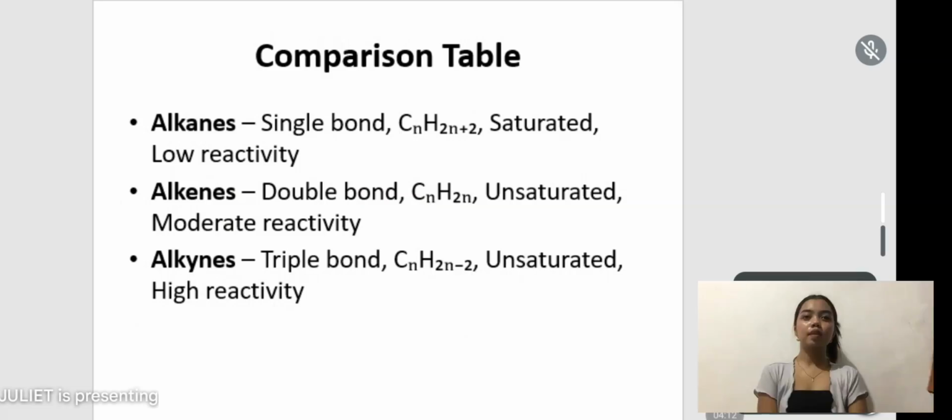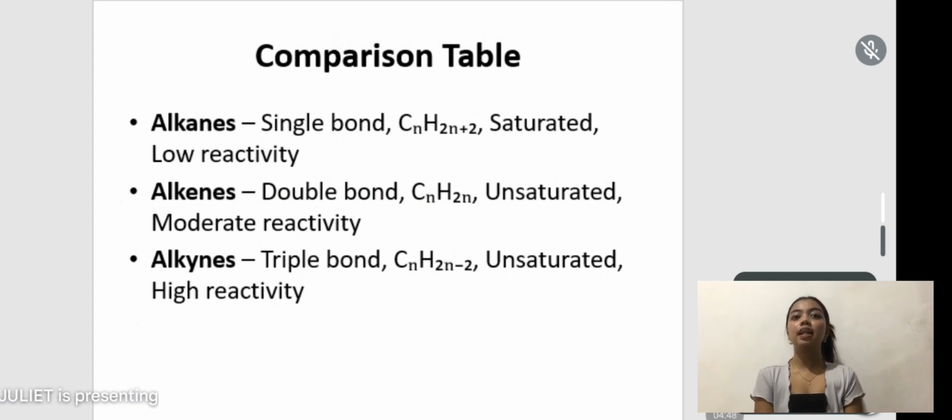Here is the comparison table of alkanes, alkenes, and alkynes. Always remember that alkane has single bonds and its formula is CnH2n+2, and it is saturated with low reactivity. Next is alkene. Alkene has a double bond and its formula is CnH2n. And alkene is unsaturated with moderate reactivity.